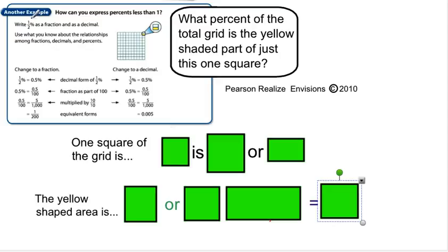And so we have 0.5% as a fraction and as a decimal. So that's what we want to write: take 0.5% and write it as a fraction and as a decimal, and use what you know about the relationship among fractions, decimals, and percents to do this. The Pearson book does a nice job of showing you how you would write 1/2% as a decimal. It would be 5/10 of a whole percent, 1%. Okay, so you'd write it as a decimal.